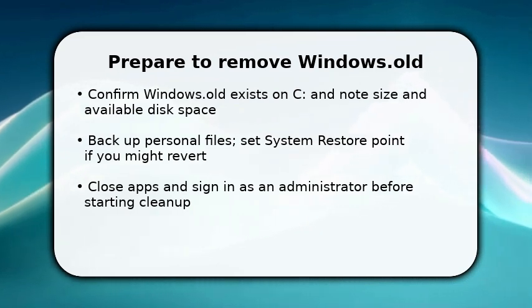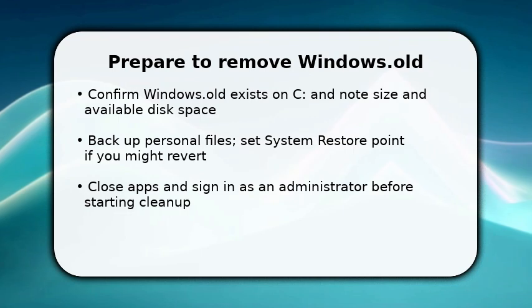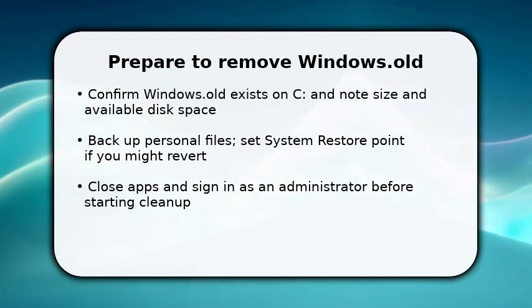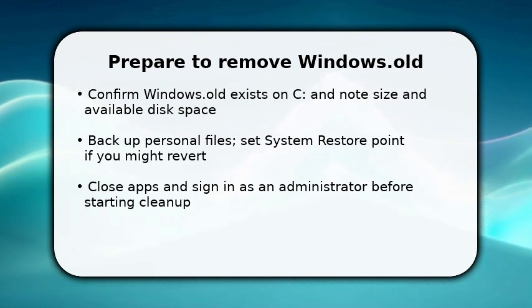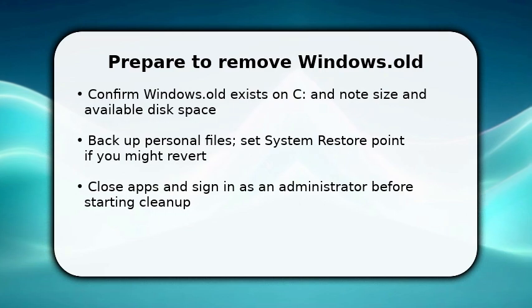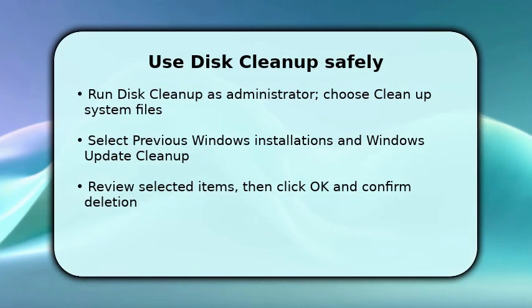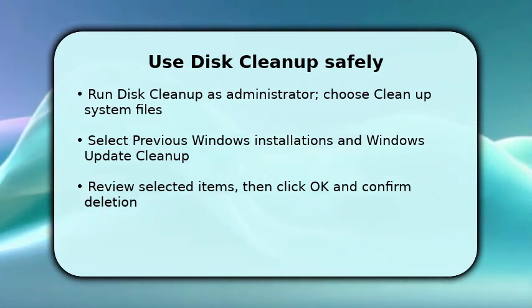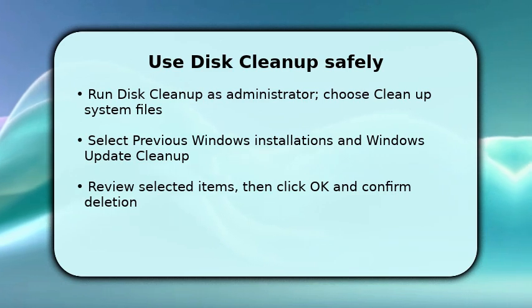Now move to the built-in cleanup tools. This avoids manual deletion mistakes and preserves system stability while reclaiming disk space. You'll open Disk Cleanup as an administrator and immediately choose Cleanup System Files so Windows shows previous installations. Next, tick Previous Windows Installations and Windows Update Cleanup to remove the Windows.old folder and redundant update files.